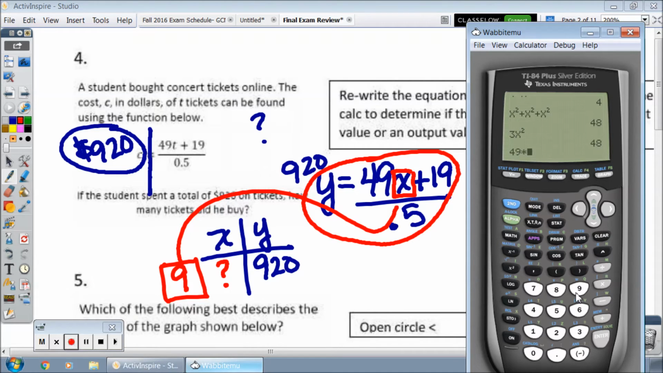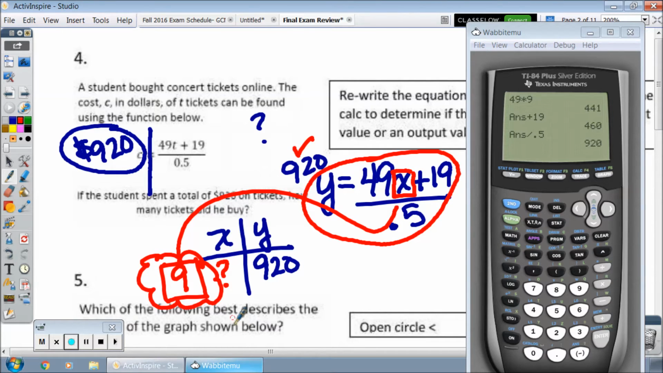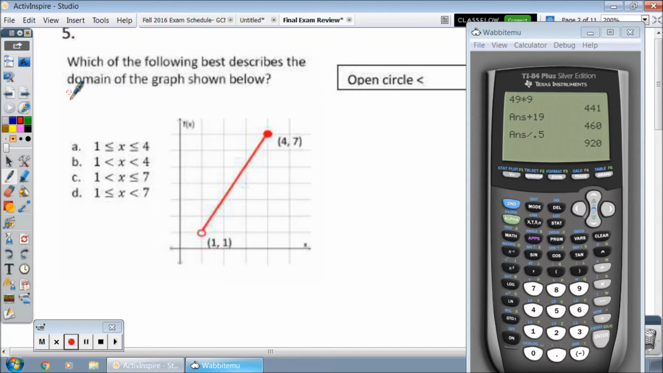49 times 9, if we added 19 to that, and then we turn around and divided that by 0.5, notice we would get an answer of 920, so they bought 9 tickets. Our answer is 9. Which of the following best describes domain?